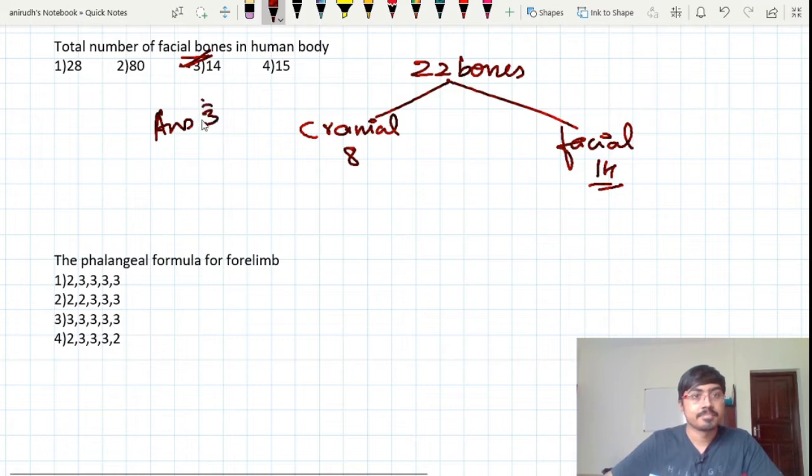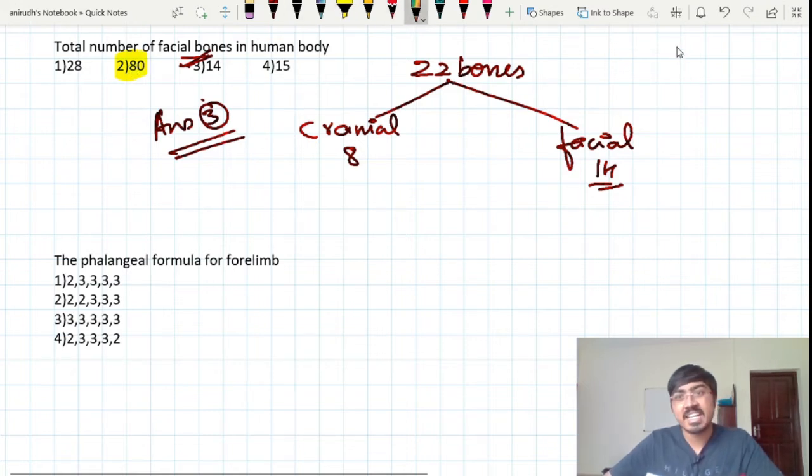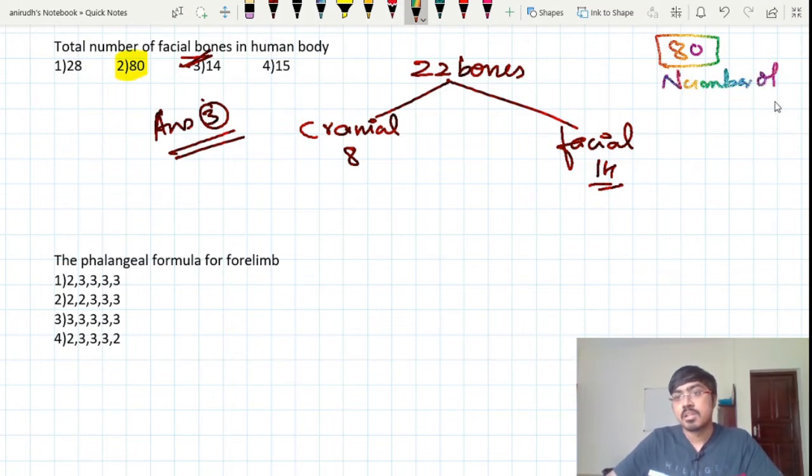Option 3rd. Okay, right. What is this 18? Does this make any sense? What is 80 here? 80 is the total number of bones in the axial skeleton.